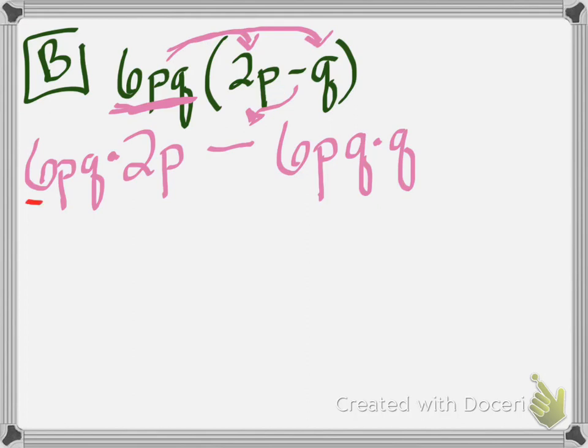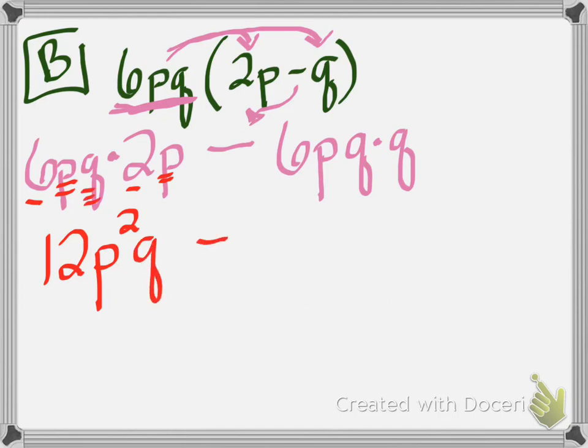Now let's combine what we can. 6 times 2 is 12. I have a p and another p, that gives me p squared. And then q is all by itself, q. Minus 6, there's no other constants or coefficients, so that's just 6. There's no other p, and I have 2 q's, so q squared. 12p squared q minus 6pq squared.